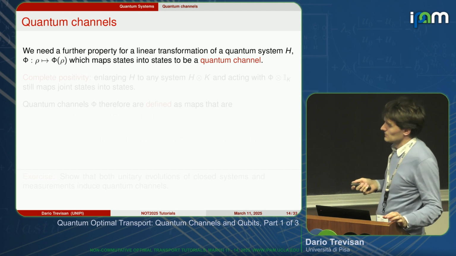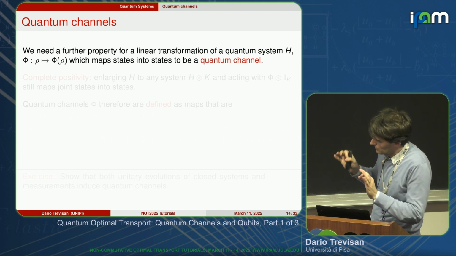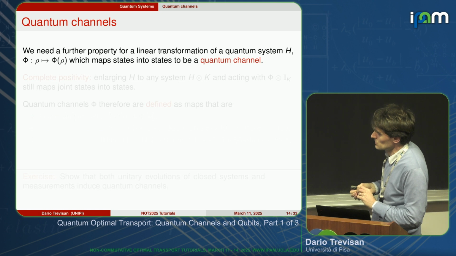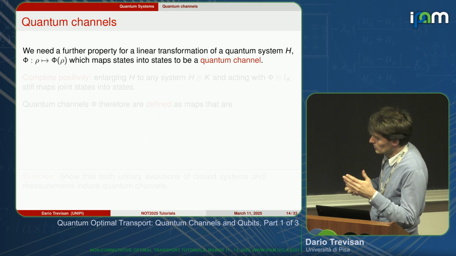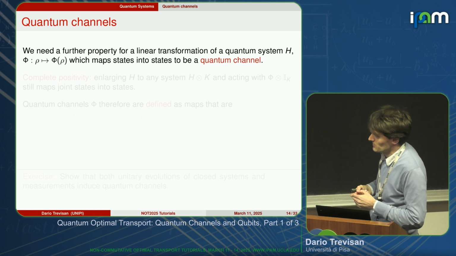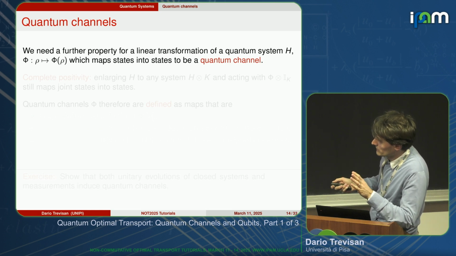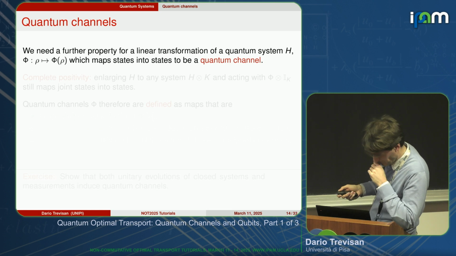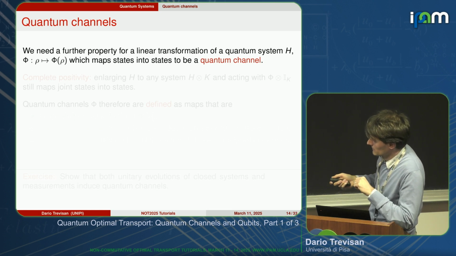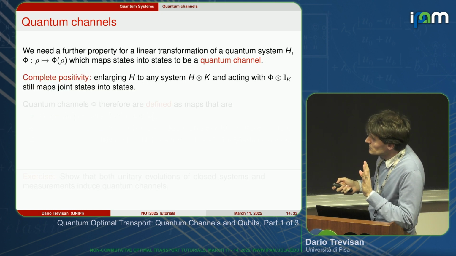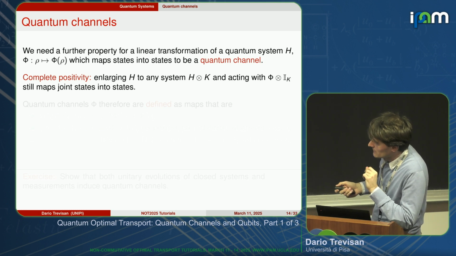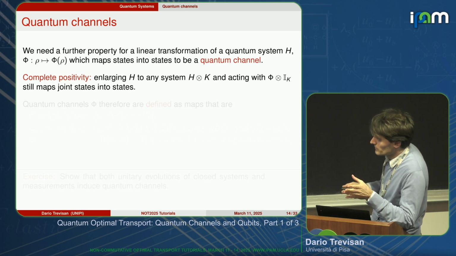You can single out a nicer class, which is that of quantum channels, or completely positive trace-preserving maps. So if you have a quantum system H, and you look at a linear map which, when restricted to states, maps states into states. This is linear even if I write it with a bracket around rho. Now, it's called a quantum channel if it has a slightly stronger property, which is that of complete positivity.